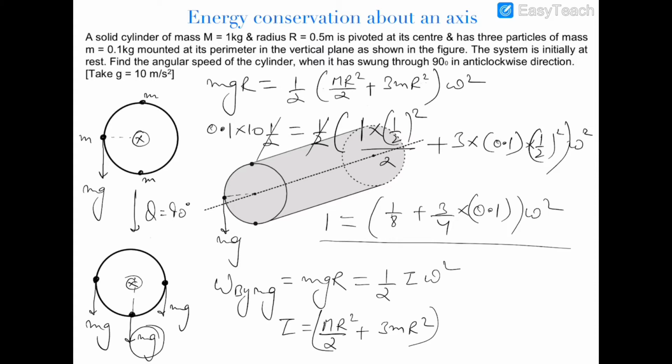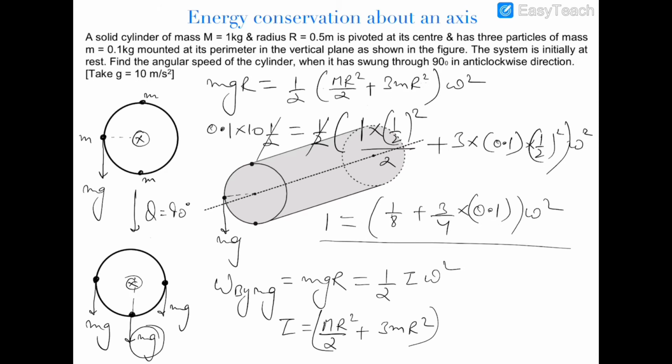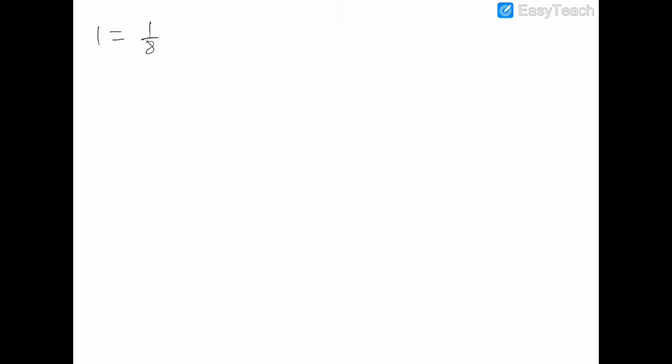So I'm writing it down on the next page, that this is 1 is equal to 1 by 8 into, this is 3 by 4, 3 by 40 we can say that. So plus 3 by 40 into omega square. So this is LCM is 40 and this is 5 plus 3 into omega square.